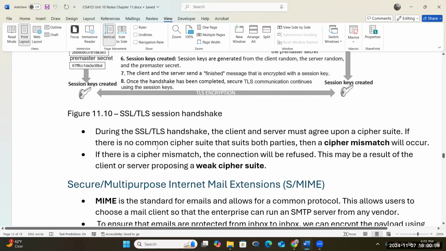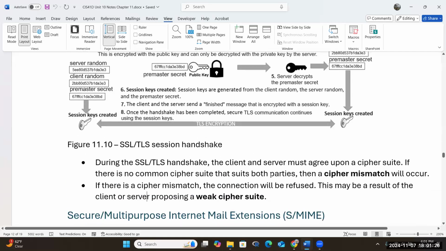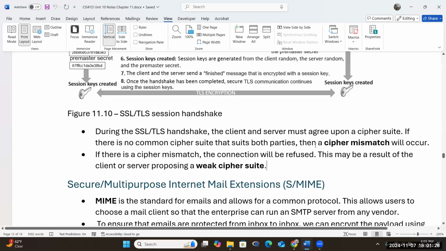Now here it says, if there's no common cipher suite for both parties, then a cipher mismatch will occur. And if you have a cipher mismatch, then the server will be confused. So your connection is going to be refused. And this is going to result in a weak cipher suite. So what you see is that instead of being able to respond, it's not going to be able to respond, in the case of a cipher mismatch. So that also means that it's not a perfect solution.